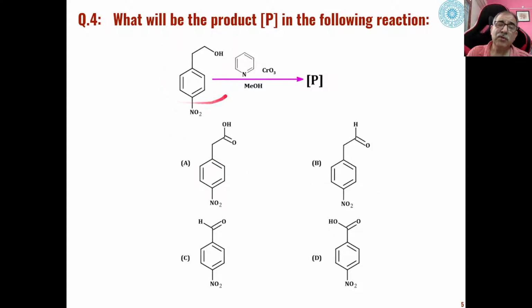Then the fourth problem is based on these types of nitroaryl alcohols. They, in the presence of pyridine and chromic anhydride, using methanol as solvent, can give us any of these four products. And out of these four, only one will be the correct product. And what will be that correct product? We need to know.